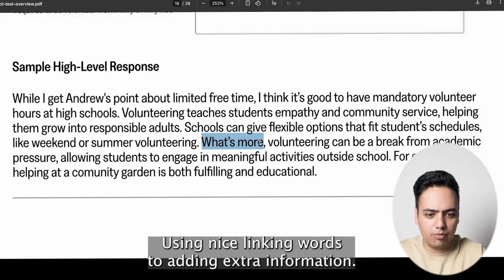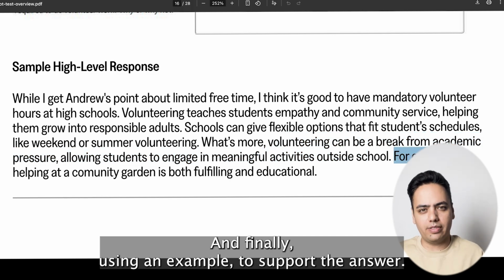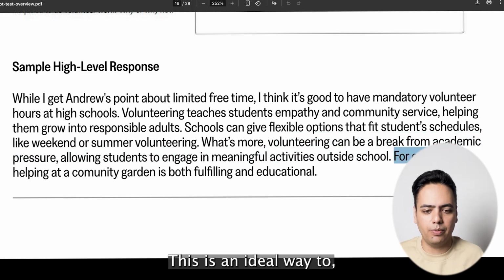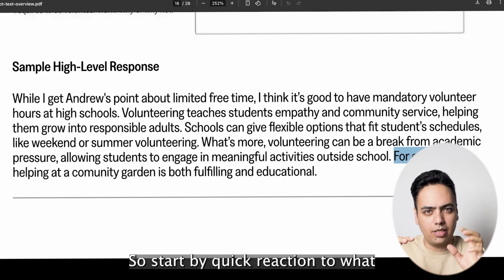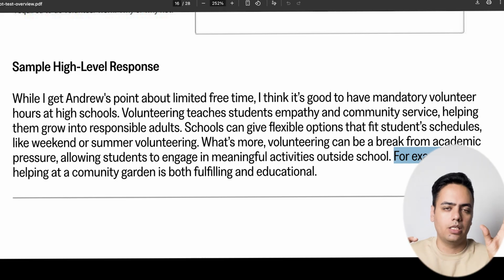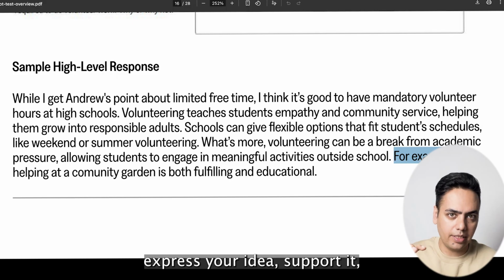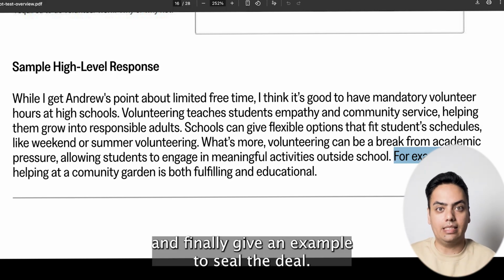using nice linking words to add extra information, and finally using an example to support the answer. This is an ideal way to structure your answer. So start with a quick reaction to what others said or to the other points, and then express your idea, support it, and finally give an example to seal the deal.